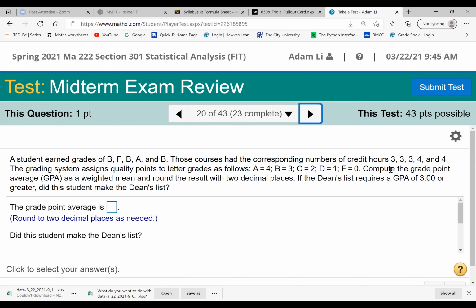These have corresponding credit hours. So two things are important: the grade earned, and the credit hours. And then A represents 4 quality points, B represents 3 points, C represents 2 points, D 1 point, F 0 points. All right, so I'm going to show you step by step here.